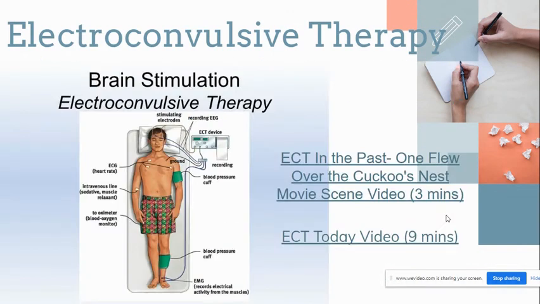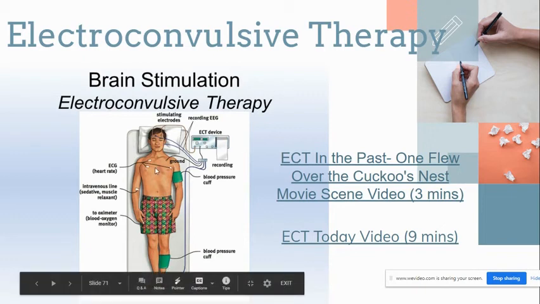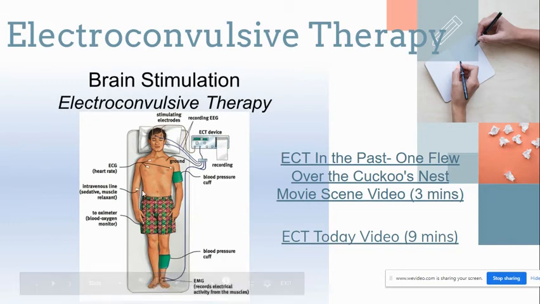Here's a picture of it. You can see the person's not strapped down nowadays. They've got the blood pressure cuff, so it's monitoring their heart, their blood pressure, their oxygen. Then they're getting the anesthesia and the muscle relaxer intravenously, with the needle to port into the skin. And then they're just delivering electricity straight to the brain.